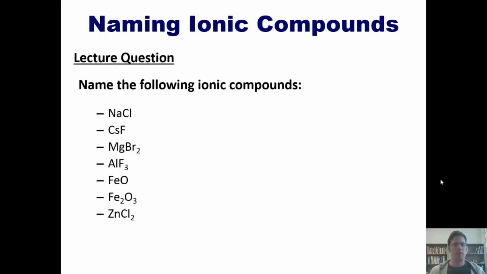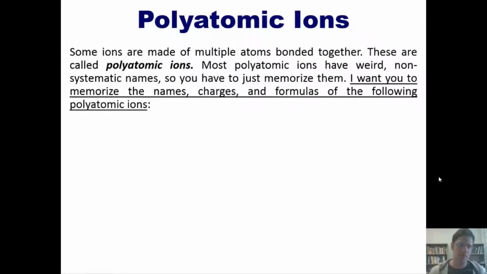Now let's turn to another subject, that of polyatomic ions. Now, some ions are made of multiple atoms bonded together. These are called polyatomic ions. Most polyatomic ions have weird non-systematic names, so you just have to memorize them. Now, I want you, my students, to memorize the names, charges, and formulas of the following polyatomic ions. In the cation category, we have this, NH4+1, which is called ammonium.